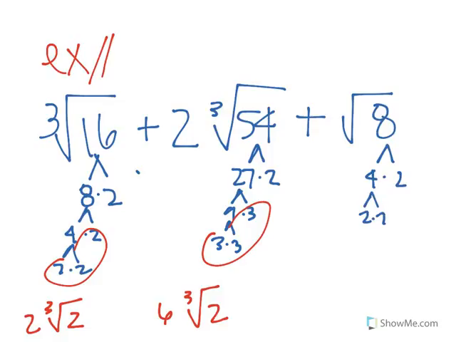Let's see. 4 times 2, which is 2 times 2 times 2. What can we do? Well, this one isn't a cube root. It's just a square root. So we pull out a 2. We got a root 2.